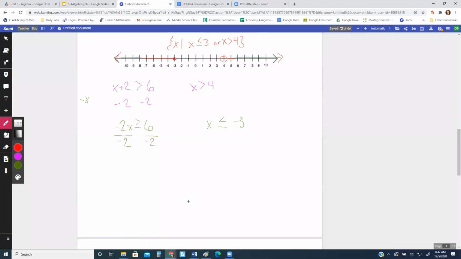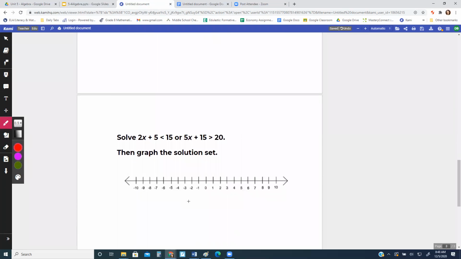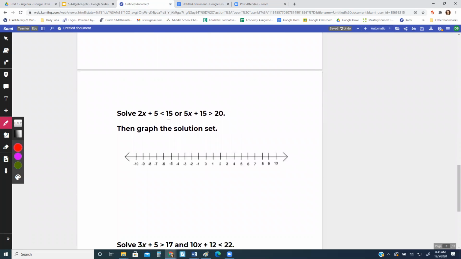So let's look at some kind of interesting cases though. We're going to solve 2x plus 5 is less than 15, or 5x plus 15 is greater than 20. And then we're going to graph the solution set. So I'm going to do this in the purple and the green again, and then I'm just going to do it all on one number line. Okay, so 2x plus 5 is less than 15. That's going to take a couple more steps to solve, but that's okay. I can do that. So we're going to do this one in purple.